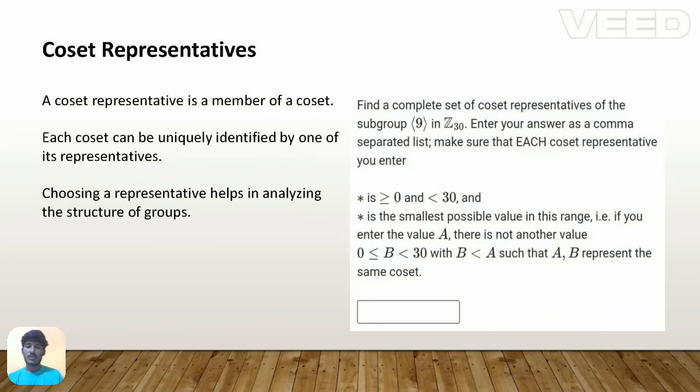Coset representatives. A coset representative is a member of a coset. Each coset can be uniquely identified by one of its representatives. Choosing a representative helps in analyzing the structure of groups.